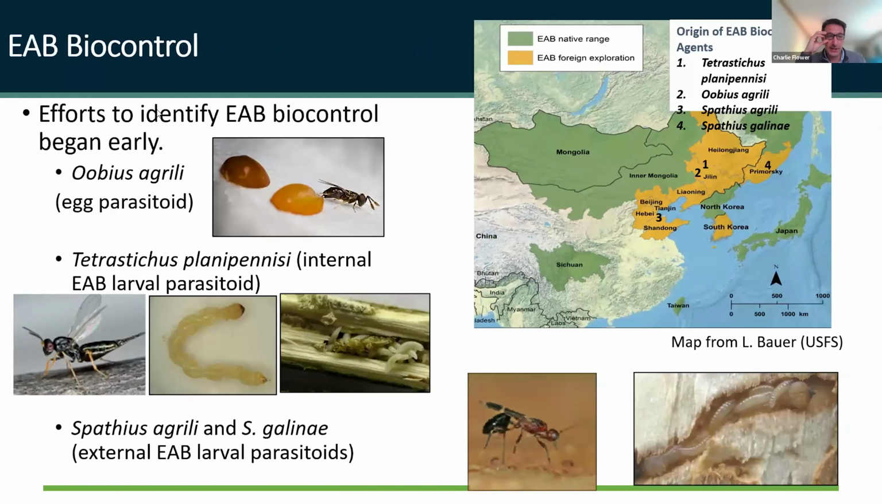So EAB biocontrol is also ongoing right now. And so there's three different genera that they're using. They're using Oobius, that's an egg parasitoid, Tetrastichus, which is an internal EAB larval parasitoid, and some Spathius that are external EAB larval parasitoids. And so these are all native parasitoids that are brought in from these different Asian origins, and have been distributed across the eastern United States, based on land management requests.